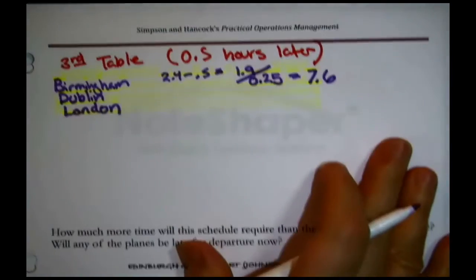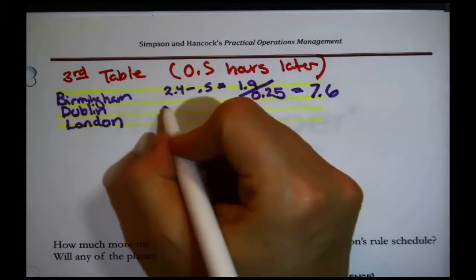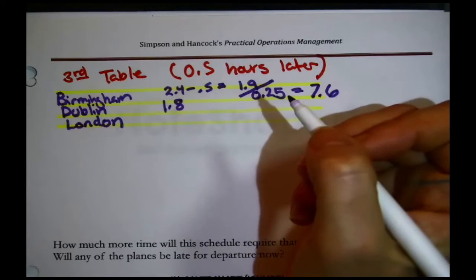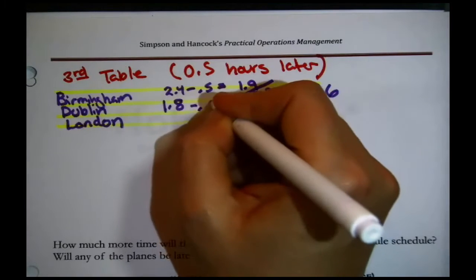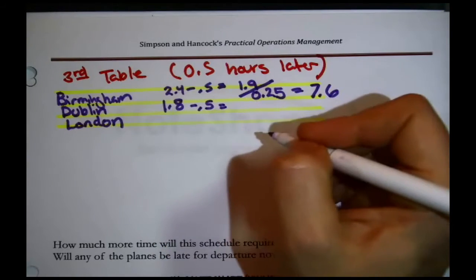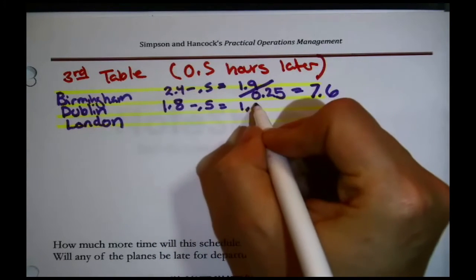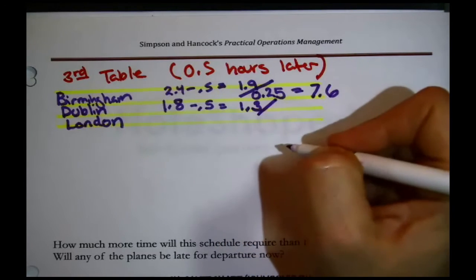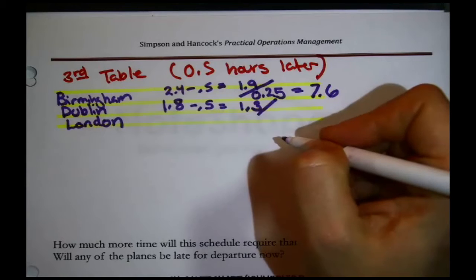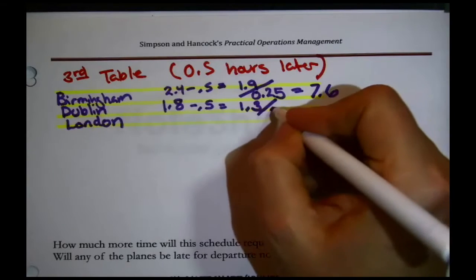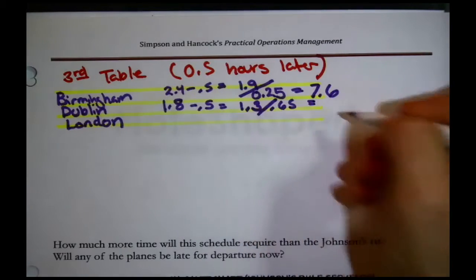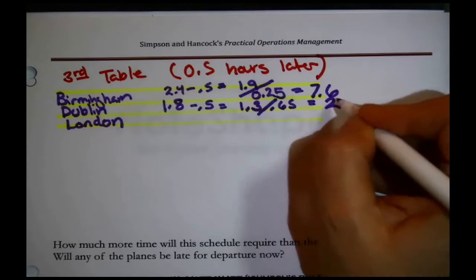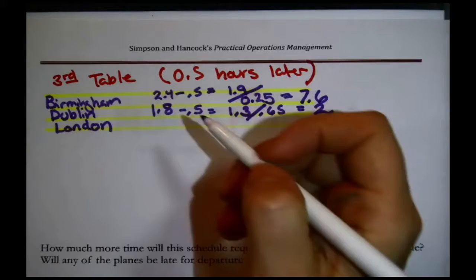Dublin, on the other hand, the last time we were looking at it, we had 1.8 hours until that flight had to leave. Now it is a half hour later, so we are down to 1.3 hours until that flight has to leave. That's the time remaining. The Dublin flight is still a total of 0.65 hours worth of work that hasn't been done. So I get 2 again. Ratio value of 2.